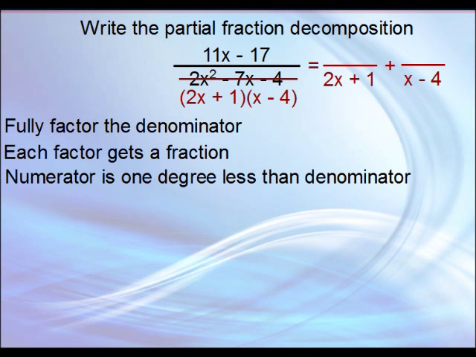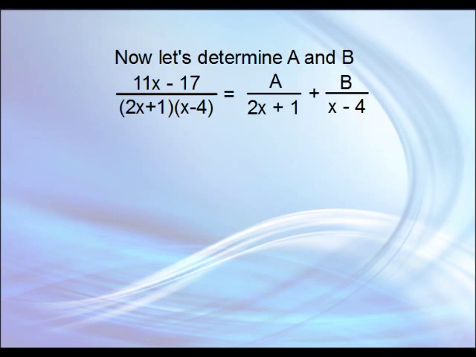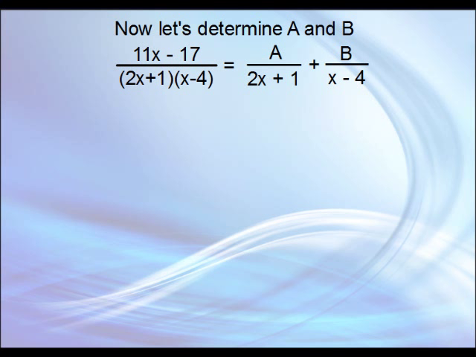And remember that on top the numerator is 1 degree less than the denominator, so we'll just have A and B. Since this is the first power, this will be to the 0 power. So now that we've done that, let's go ahead and try to determine what A and B are. First thing we want to do is multiply out the denominator, because working in fractions to solve a couple variables here is very difficult. So the denominators are 2x plus 1 and x minus 4. That's when it's fully factored out.